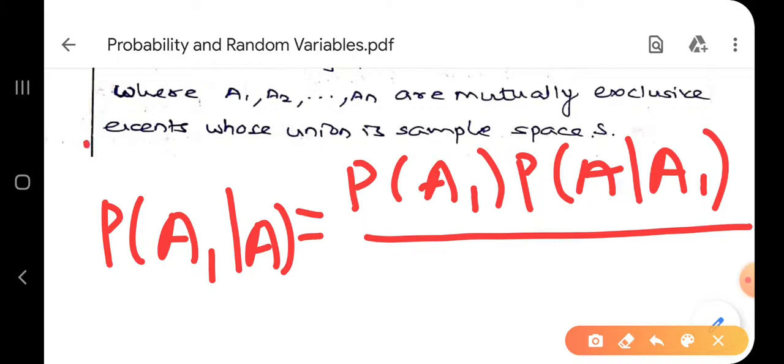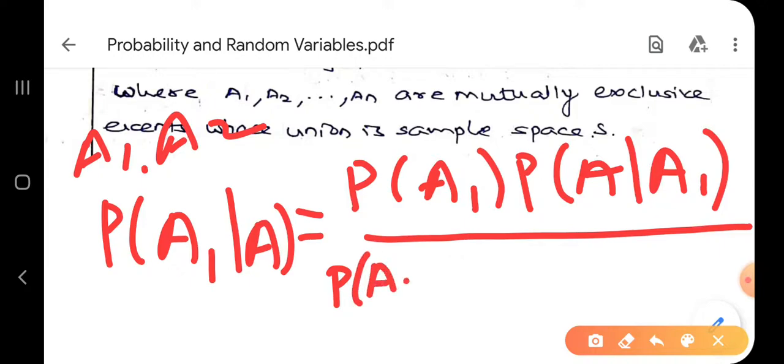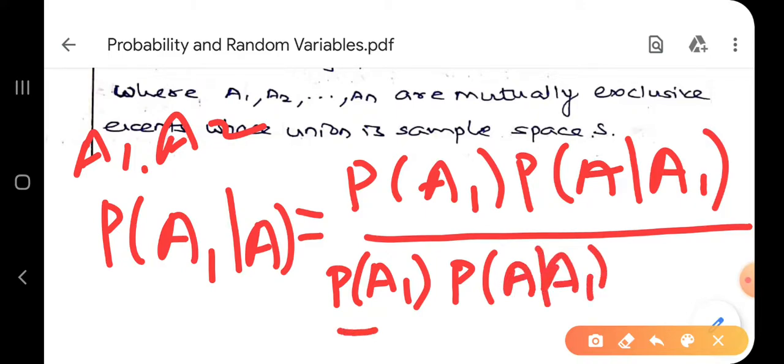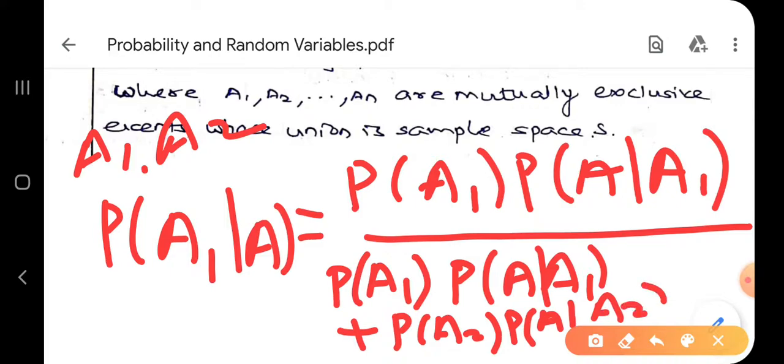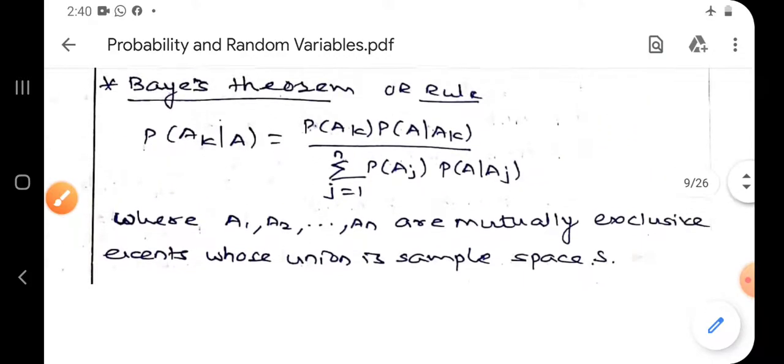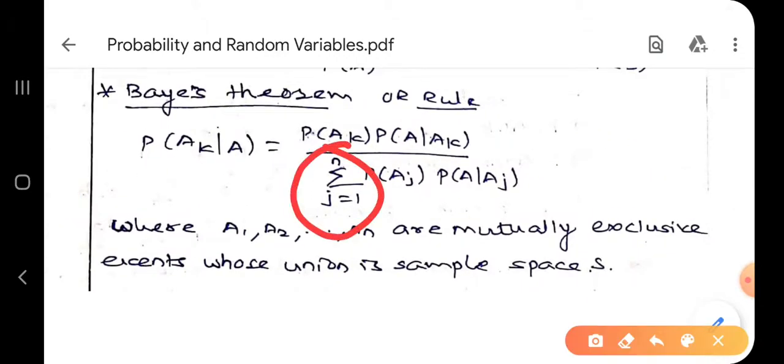How many events are here? There are A1 and A2 events, only two events. So P of A1 into P of A by A1 plus P of A2 into P of A by A2. Understood? Means at the denominator here addition is there. And in general you can write it for 3 also. Only P of A3 into P of A by A3 gets added.